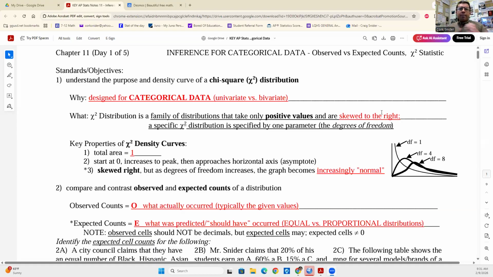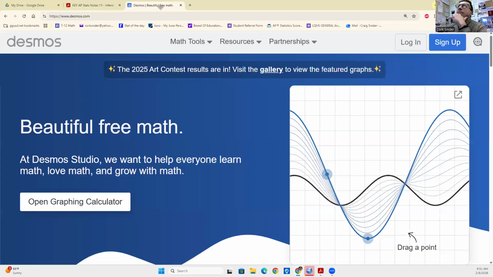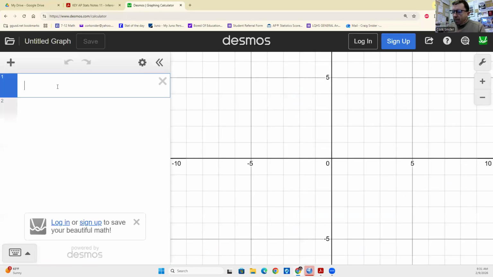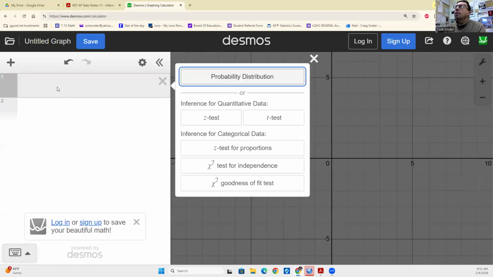What I did for the 26 year is I separated the goodness of fit test from the chi-square for tables. So if you're looking at Desmos, if you type in inference, you have a goodness of fit test right here, and then you have a test for independence. This goodness of fit test is what I'm going to be covering right now with this packet. You're going to get a separate packet for the test for independence. Okay, you're going to get a separate one.